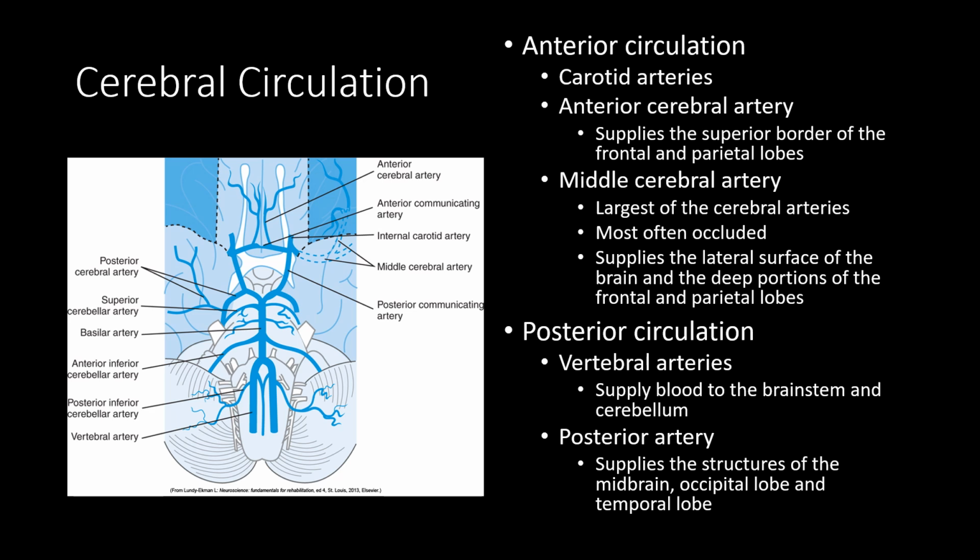The posterior circulation comes from your vertebral arteries, which supply blood to the brainstem and the cerebellum, and then branch off into the posterior artery. The posterior artery supplies the structures of the midbrain, occipital lobe, and temporal lobe, and all of these arteries connect to create what's called the circle of Willis.